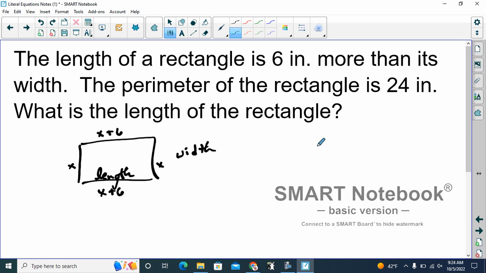Perimeter, we said on the previous example, we can find by adding up all the sides. So it's going to say x plus 6 plus x plus x plus 6 plus x. That is the expression for perimeter, which is equal to 24.